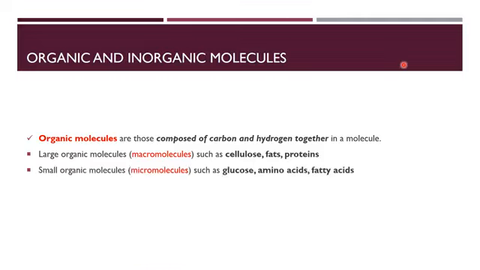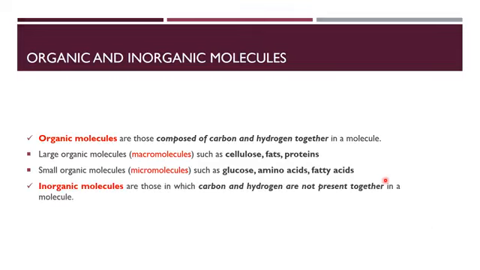And after that we have small organic molecules, which are known as micromolecules, and examples of the micromolecules include glucose, amino acids and fatty acids. You can see here glucose is the subunit of cellulose, amino acids are the subunits of proteins, and fatty acids are the subunits of fats. So definitely they have a lower molecular weight. So these are small organic molecules.